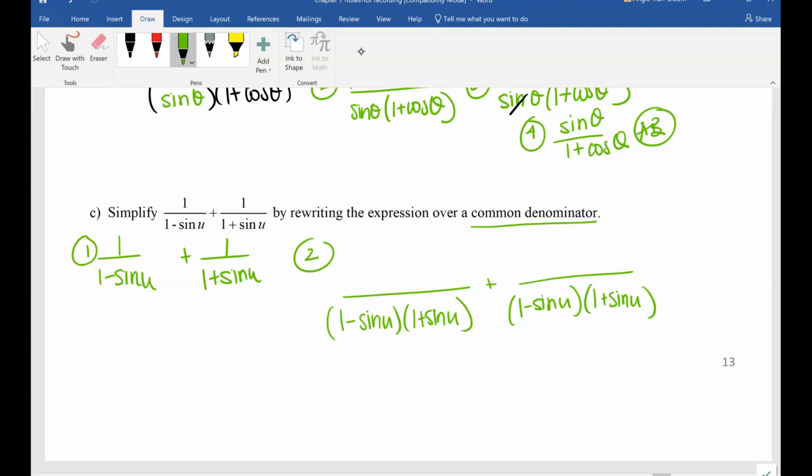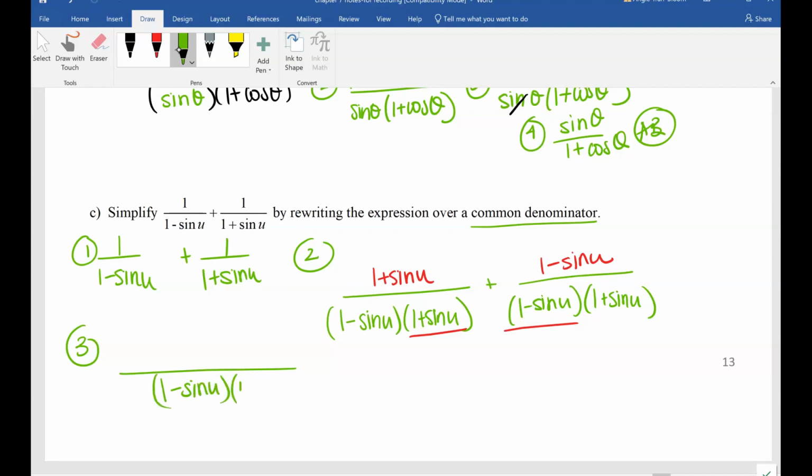Okay. So as you can see, the first fraction I multiply by 1 plus sine of u. So what I multiply to the bottom I will now multiply to the top. Now the second fraction, I multiply by 1 minus sine of u. So that's what I am doing. Step number 3, we now have a common denominator, so we can put the numerator together. 1 minus and 1 plus, okay, sine of u. On the top, I have 1 plus sine of u plus 1 minus sine of u.